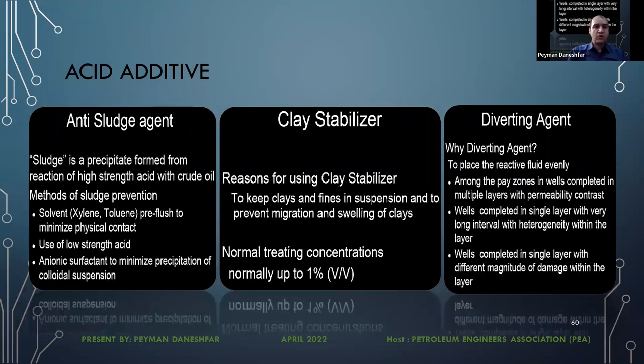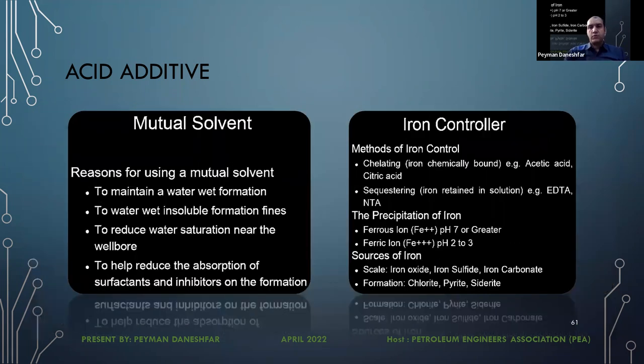Anti-sludge agents, you can see from the name, sludge is precipitate formed from the reaction of high strength acid with crude oil, and we use anti-sludge to control the sludge and remove the sludge. And the clay stabilizer is used to keep the clay and fines in suspension and prevent migrating and swelling of the clay. Diverting agent, I explained it before. And the mutual solvent, you can categorize it as a surfactant, to maintain water-wet formations, to water-wet insoluble formation fines, to reduce the water saturation near the wellbore, to help reduce the adsorption of surfactant.